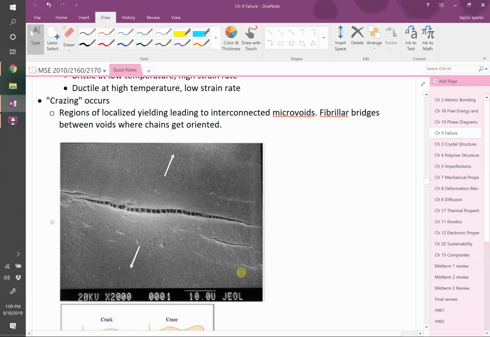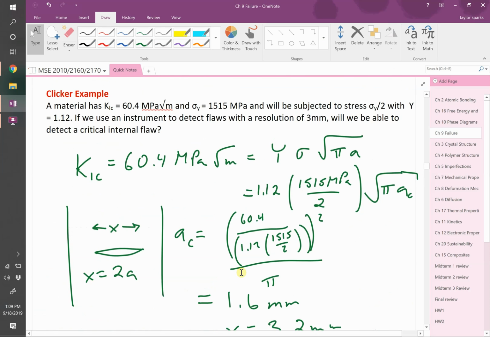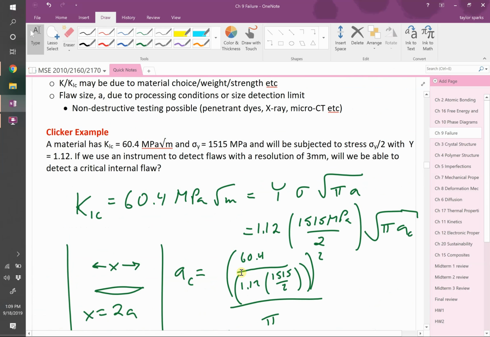Fracture toughness assumes that you have a flaw, right? We go back to our equation up here and you say, all things equal, the exact same flaw a, the exact same stress, will it be the same? No, because one has a higher resistance to fracture. That's the fracture toughness.